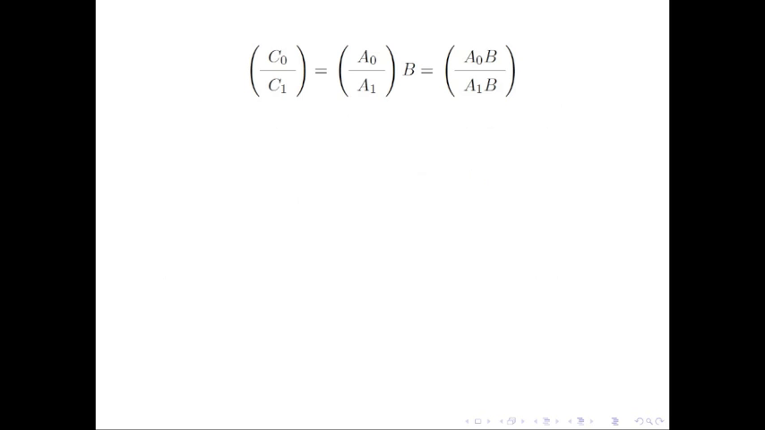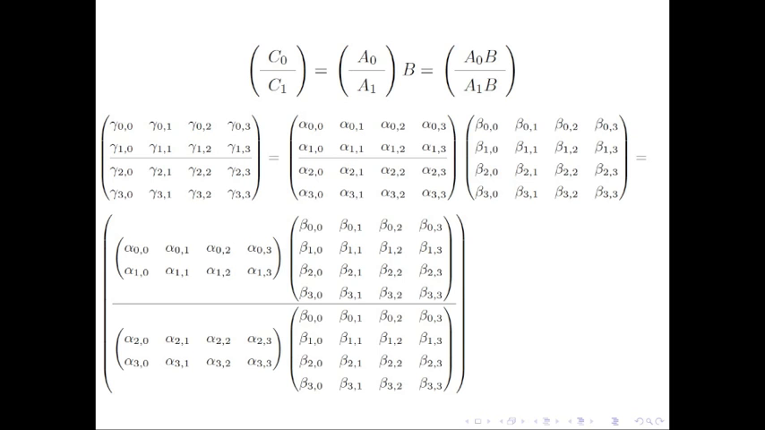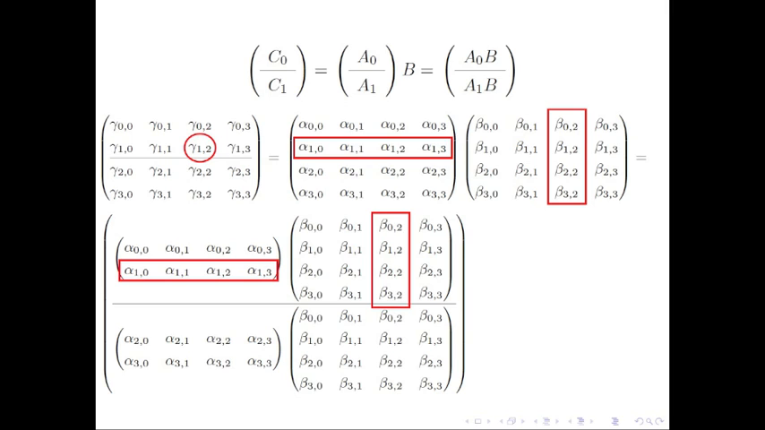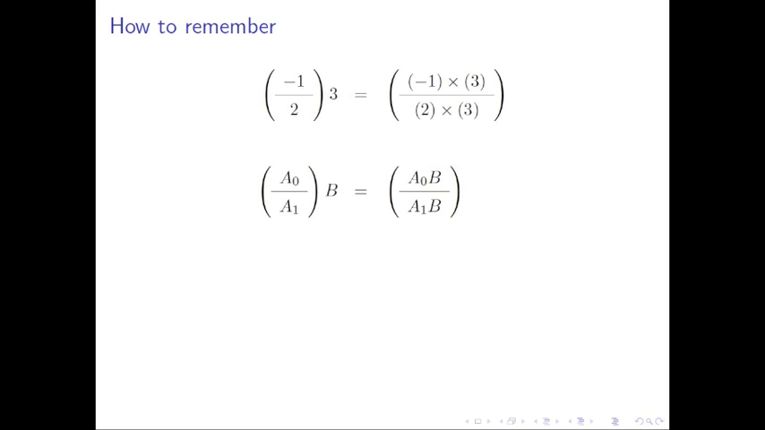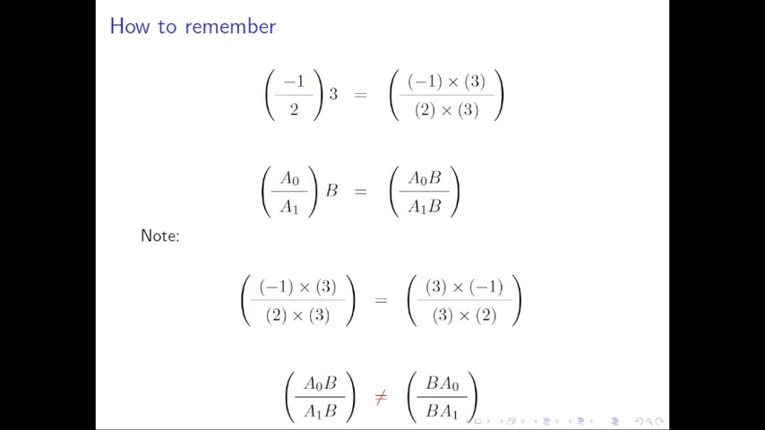Let's do another example where C and A are partitioned horizontally. Again, track how the 1, 2 element of C is updated with dot products. Again, you can remember this by remembering how to multiply a column vector by a scalar. Each of the components is multiplied by that scalar. You mimic this with the symbols in the partitioned matrix-matrix multiplication. Again, in general, matrix-matrix multiplication does not commute.